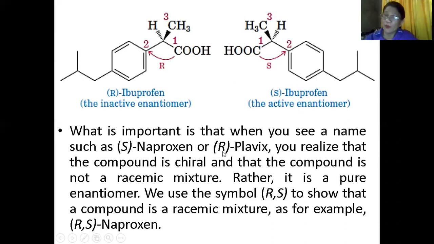So what is important is when you see a name such as S or R, for instance, S-naproxen or R-Plavix, you realize the compound is chiral, and that compound is not a racemic mixture. Rather, it is a pure enantiomer, pure mirror image. So we use R and S to show the compound as a racemic mixture. Now, RS in naproxen: R configuration means clockwise direction. The other one is S configuration, counterclockwise direction.